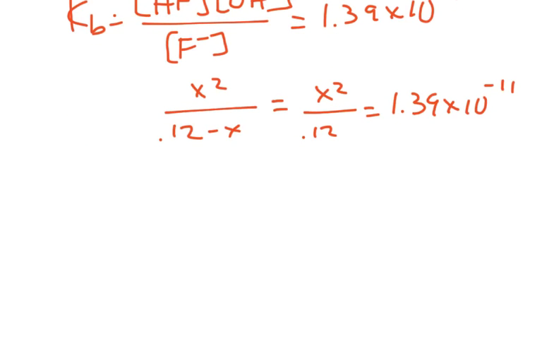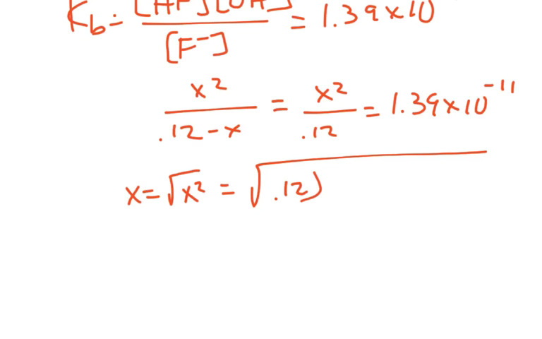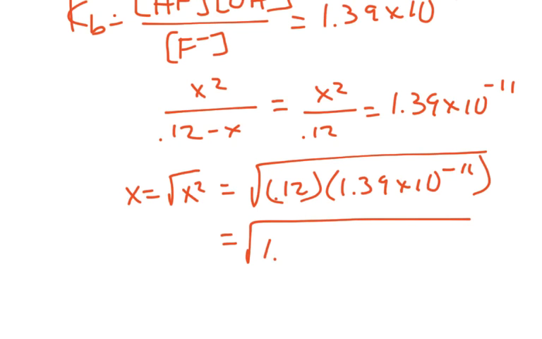Now continue with our problem. So x is equal to the square root of x squared, which is equal to the square root of 0.12 times 1.39 times 10 to the negative 11. And that is going to be the square root of 1.668 times 10 to the negative 12, which is going to be 1.29 times 10 to the negative 6.